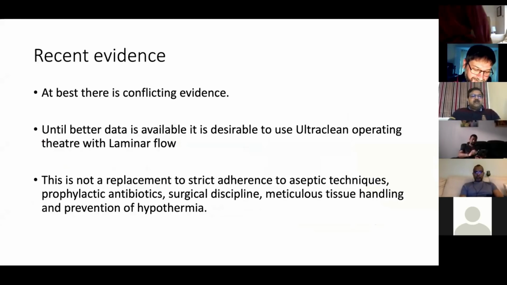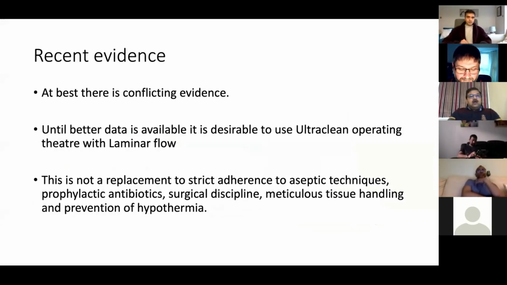Recent evidence: at best, there is conflicting evidence. If you look into the literature, there is literature both supporting as well as refuting the evidence of decreased incidence of surgical site infection with the use of ultra clean laminar flow theaters. Now, if you look closely into this data, it is not exactly black and white. Most of these areas are still gray.